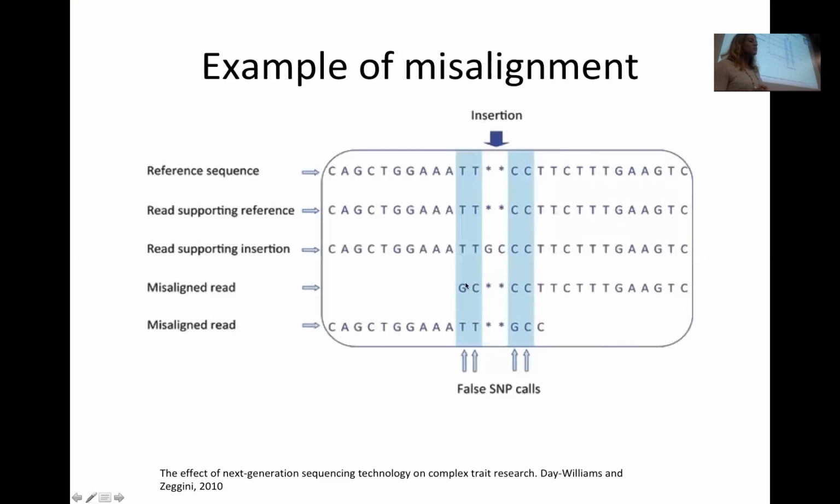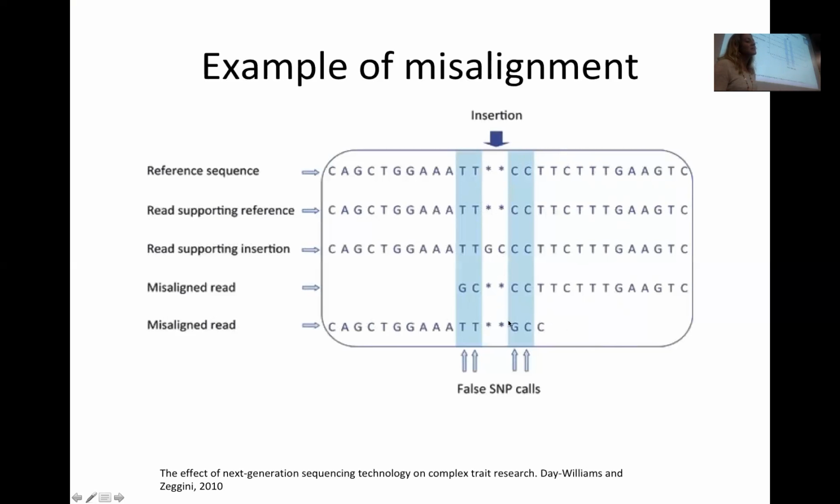But if you have this read and it ended right in the middle of the insertion, you might try to call those SNPs because you can't tell if it's an insertion or if those bases have changed. Similarly with this read, if that insertion is toward the end, you might try to call these SNPs. And you wouldn't know that there was an insertion because you didn't have enough bases on the other side to confirm that there was a real insertion.